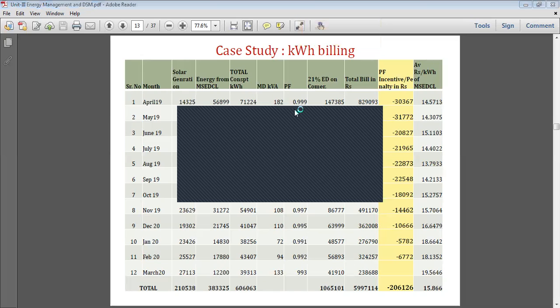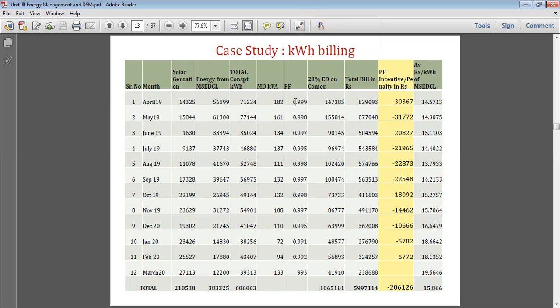So if you look at this power factor, you will find that the power factor is very much nearer to unity. It is 0.99, 0.98, 0.97, and so on. The last one also is 0.993. Okay, so you find that the power factor is almost one, and therefore we are getting the incentive in every month. Up to December, the power factor incentive is very high. The reason is that your electric bill and the rate of power factor incentive are also very high.